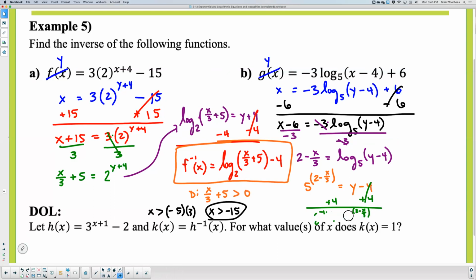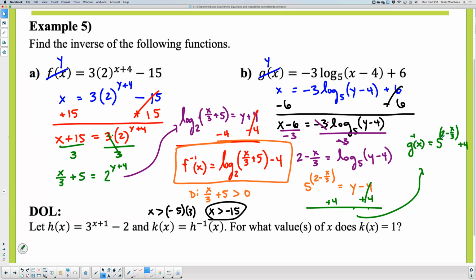That's just so hard to see. Let me write this over here. So G negative 1 of x would be 5 raised to the power of 2 minus x over 3, plus 4. That would be my inverse.